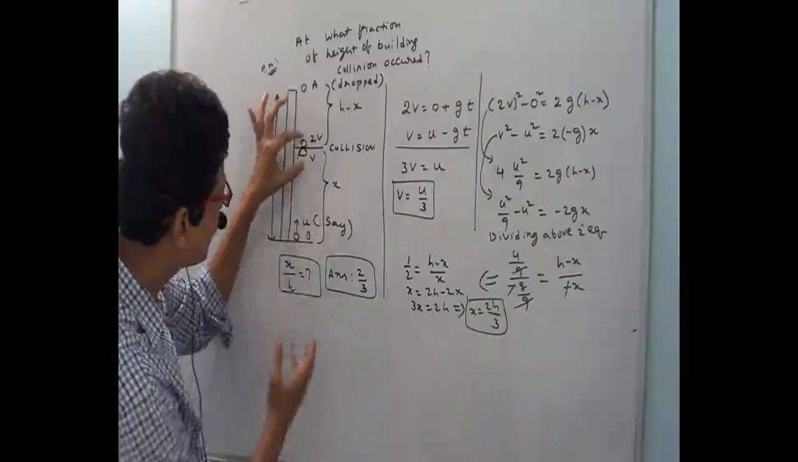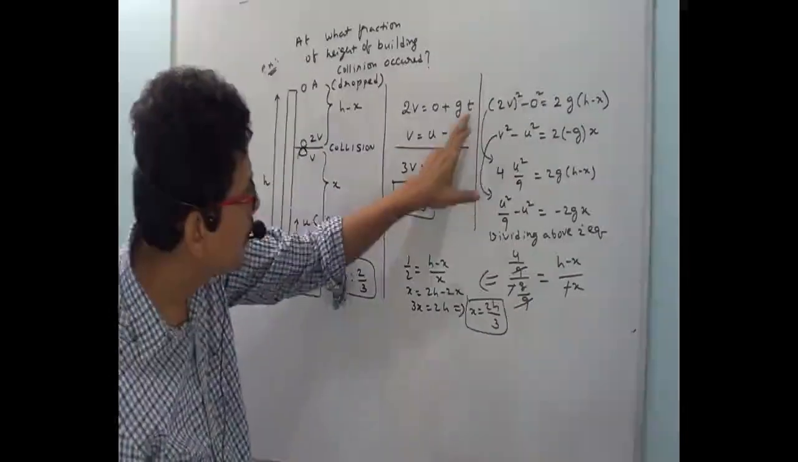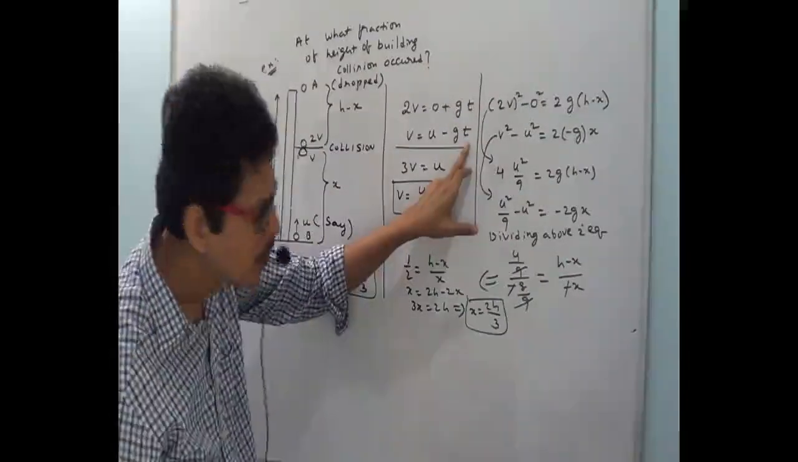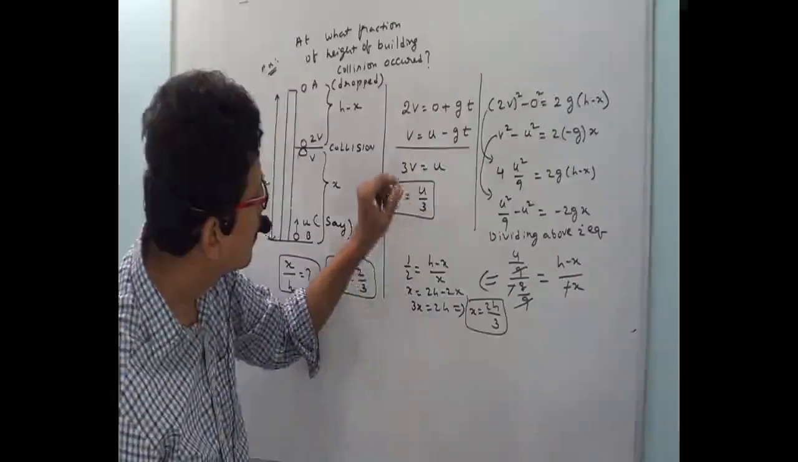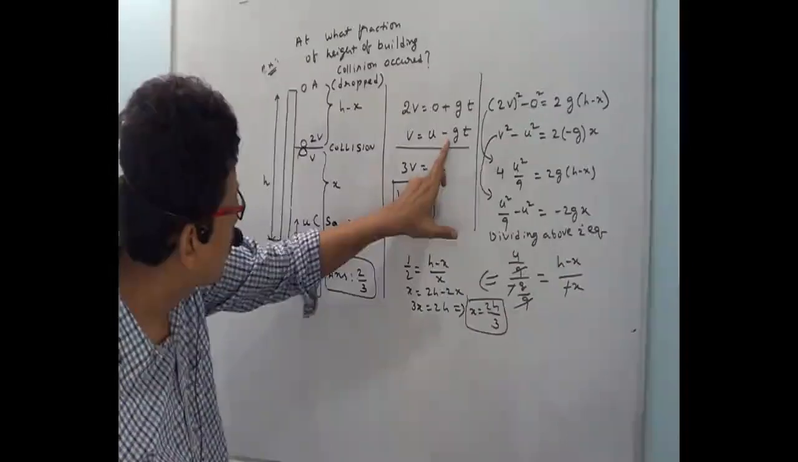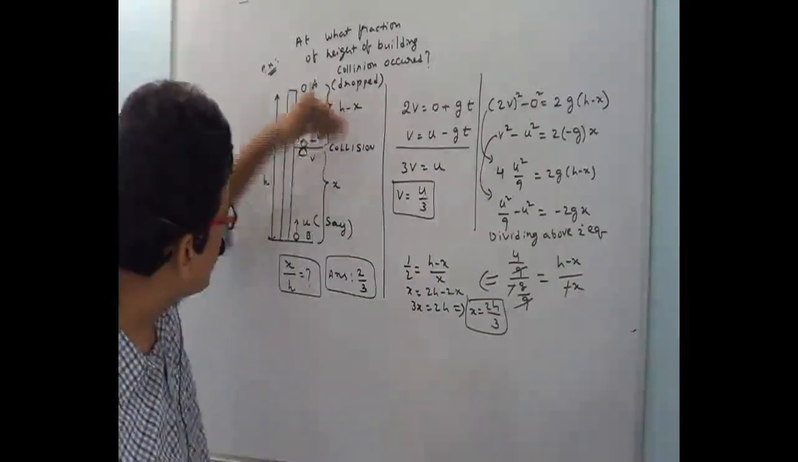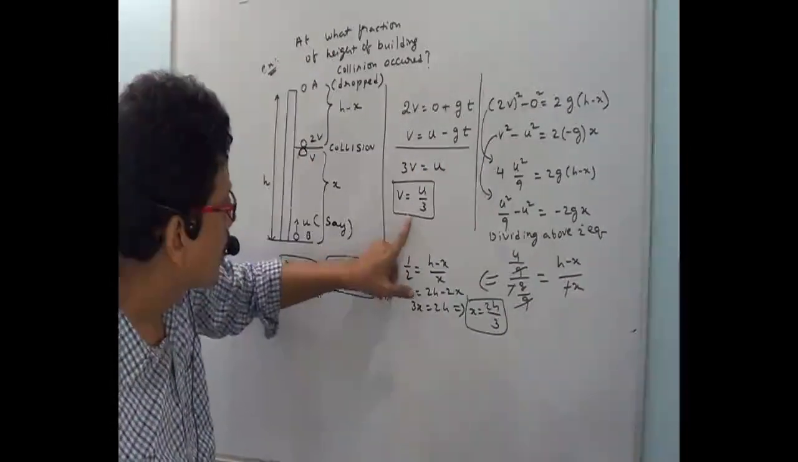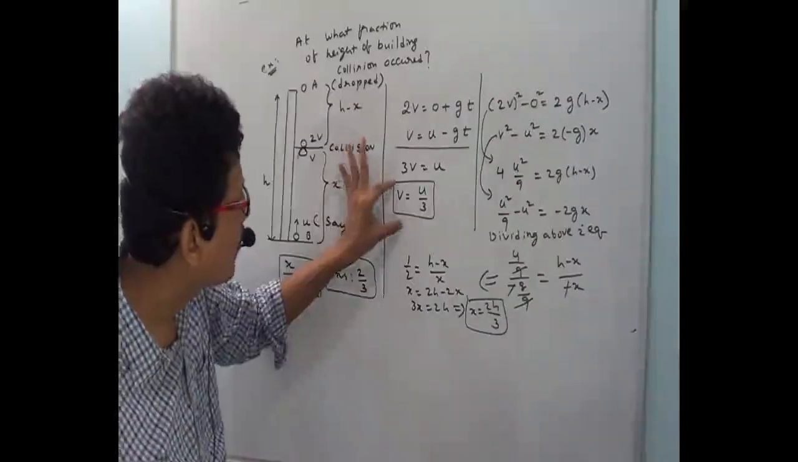Okay. And collision, this is dropped and simultaneously this is projected upwards. Means they are meeting somewhere. Na? Time is same for the collision. Okay. And one is projected upwards. Ante u positive తీసుకుంటే g minus తీసుకోవాలి. u upwards ఉంది, g downwards ఉంది. Okay, v equal to u by 3 వచ్చింది. That I will substitute here.